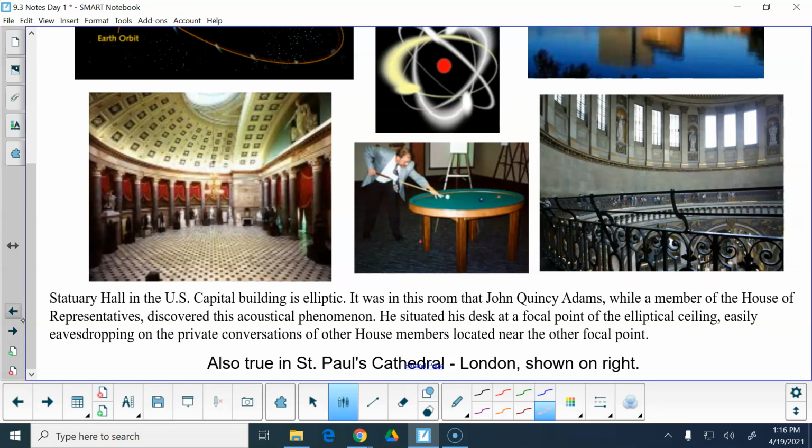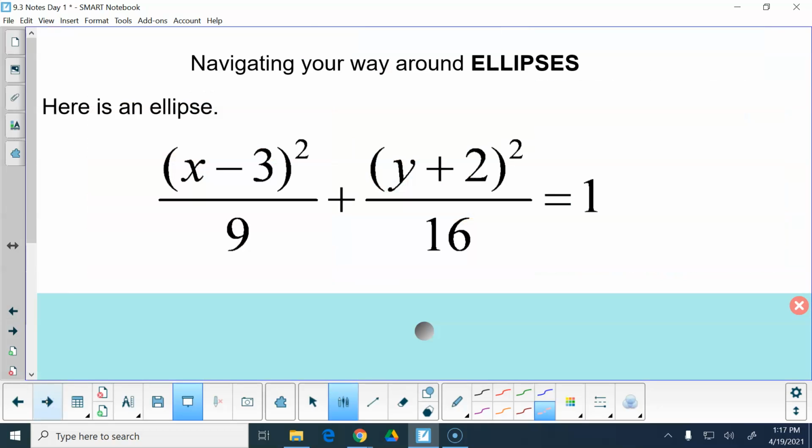If you're in an elliptical room, okay? You can be at foci. Okay? I think the Science Museum in St. Paul has an elliptical room where you can do this phenomenon, and there's a bunch of stuff going on around you, but if you're standing at either foci, you could have a conversation, even if there's tons of other stuff going on. Okay? All right? So let's get into one.